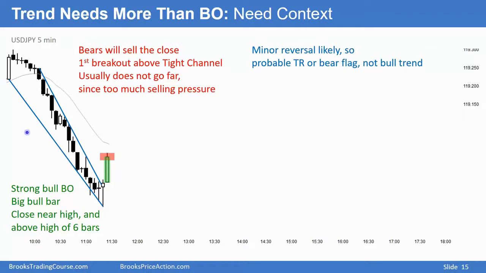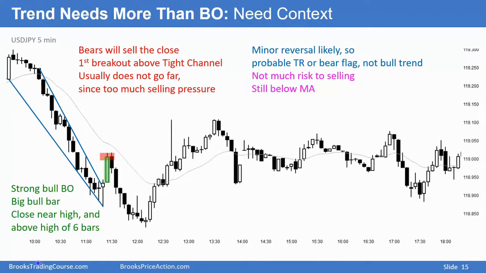More likely a minor reversal and a trading range or bear flag than the start of a bull trend. Not much risk selling a strong bull close at or near the moving average, betting the bull reversal will fail, because it probably will.